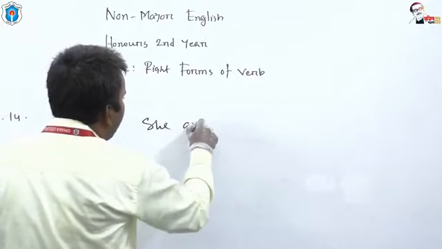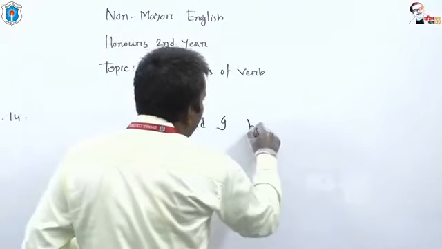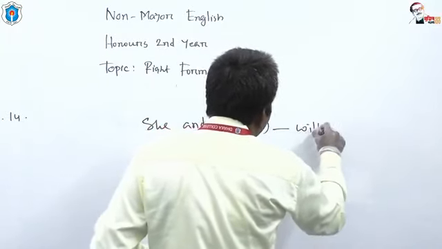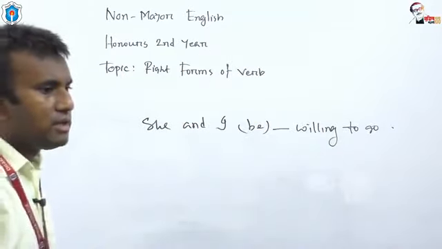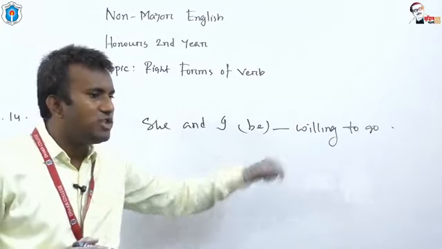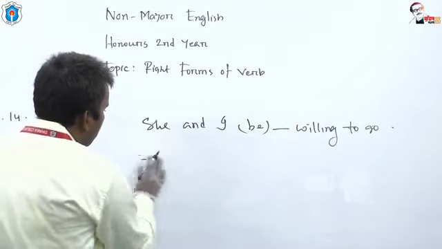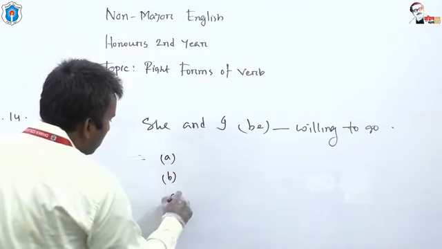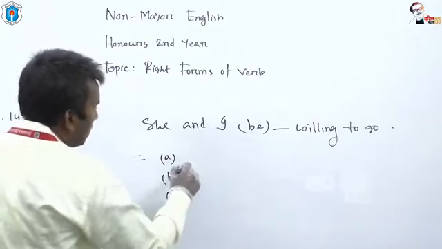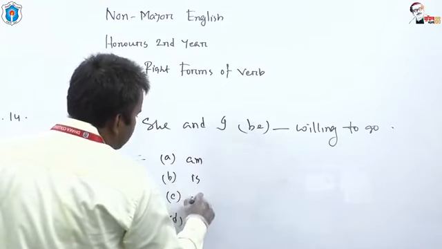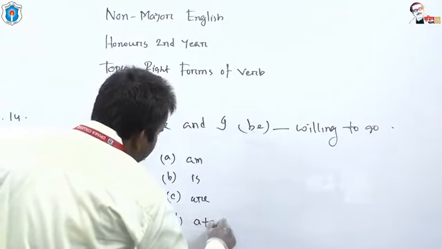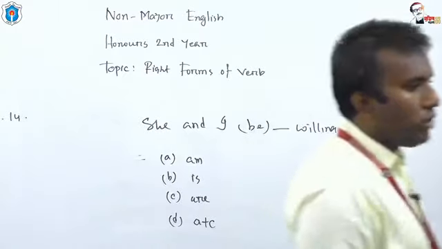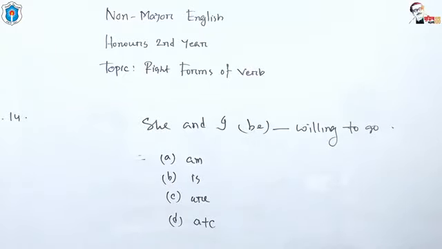She and I willing to go. What should be the answer, dear student? She and I dash willing to go. Am, is, are. What should be the answer? She and I dash willing to go.